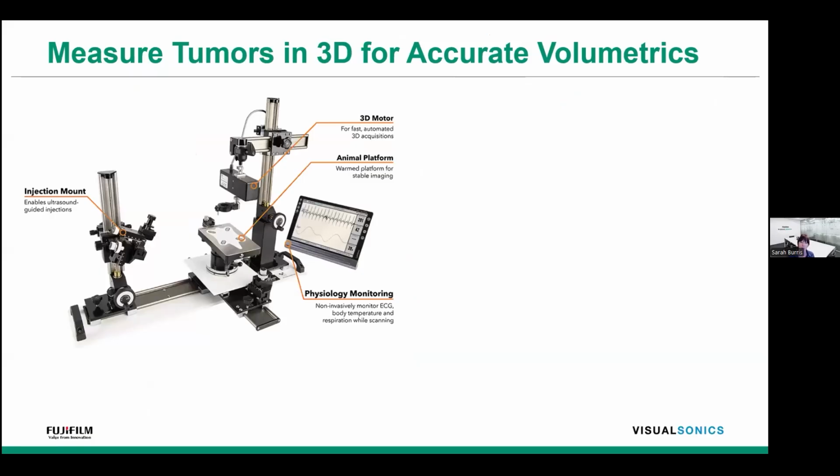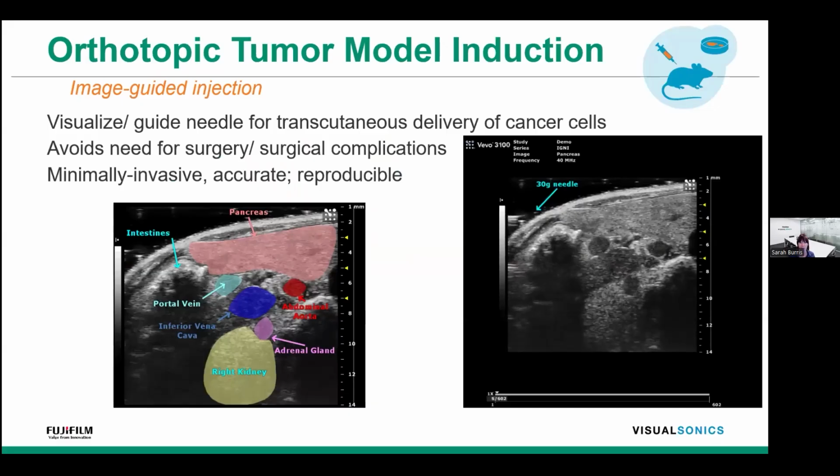Now, our system comes with a small animal rail system, which has several benefits in terms of monitoring the animal's health and keeping the animal warm. But in terms of actually inducing your tumor models, it has an optional injection mount system seen here on the left-hand side that really enables precise, repeatable injections of tumor cells in your area or organ of interest.